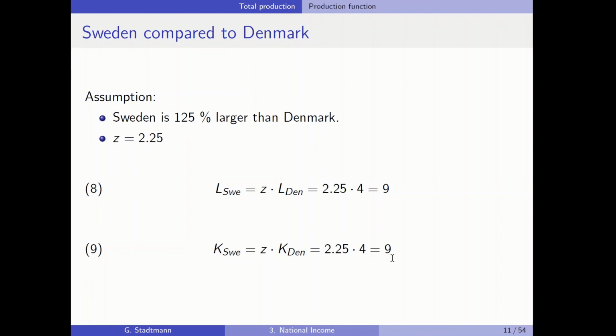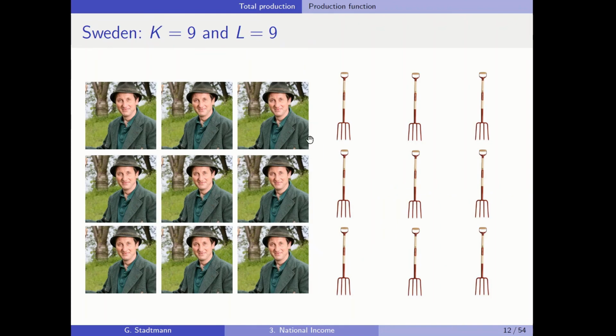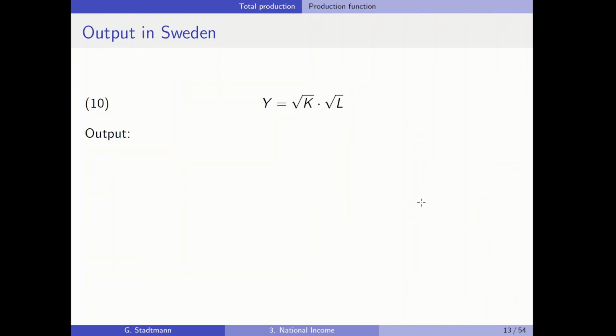How does it look in Sweden? Of course, we have L equal to 9, we have 9 farmers and 9 forks. Then the big question is, what can be produced in Sweden? How large is the output in Sweden? In Sweden, we can produce the square root of 9 times the square root of 9, 3 times 3, which is equal to 9 units of output.